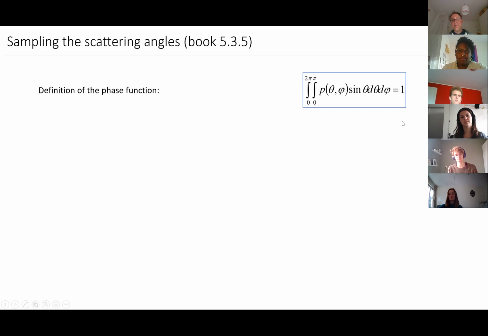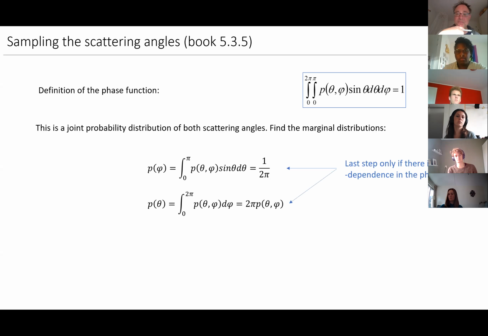The other interesting thing to sample is the scattering angles, so the phase function. We know from the definition of the phase function that it is normalized on the solid angle domain. That's this equation over here. But what we now want to do is sample the scattering angles theta and phi, and not some combination of them. So we first have to split this joint probability distribution for the angles into the two marginal distributions, for angle theta and for angle phi. Now we also knew that most phase functions do not have an explicit dependence on phi, so we can go through this quite quickly.